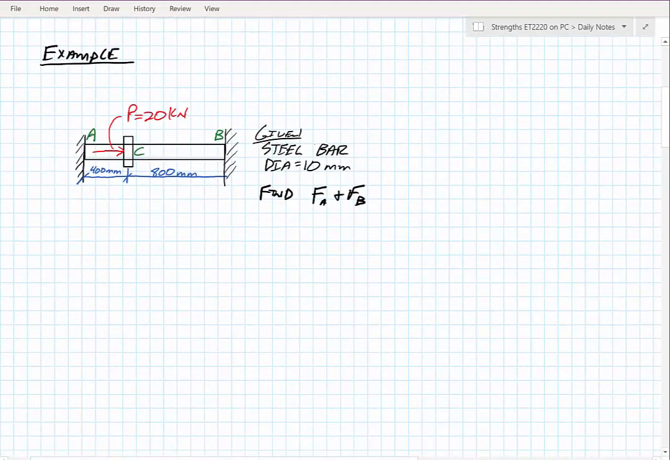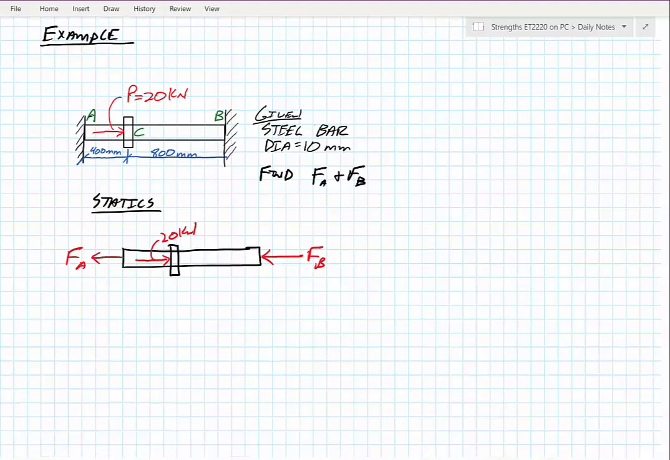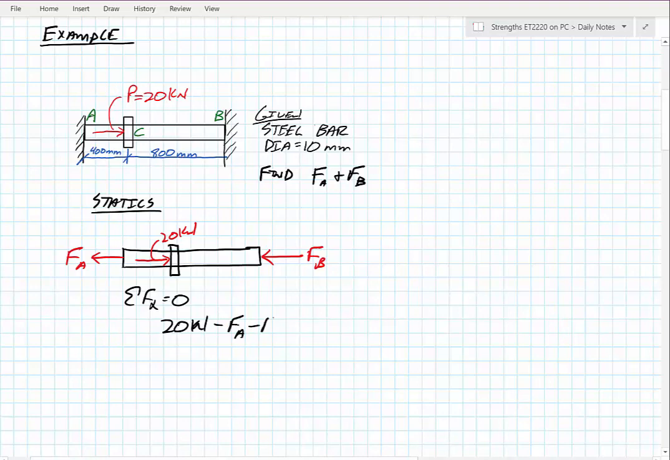So looking at our statics and drawing a free body diagram, what I would see is something that looks like this. The reason this is statically indeterminate is because the only equation that I have is sum of the forces in the x direction equals 0. From that I get that there's a 20 kilonewton force pushing forward, and resisting that force are my reactions at A and at B. I can't do anything in the y direction. I can't do any moments. So really what I have is 2 unknowns and 1 equation.